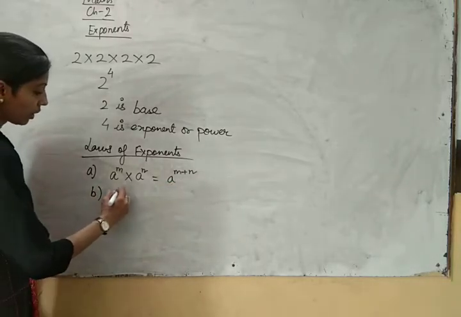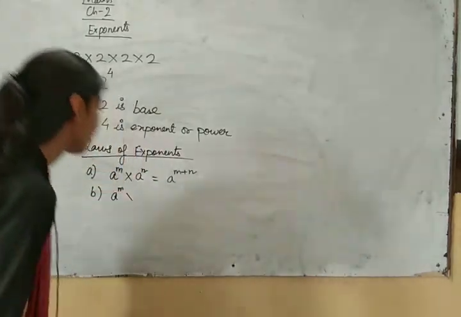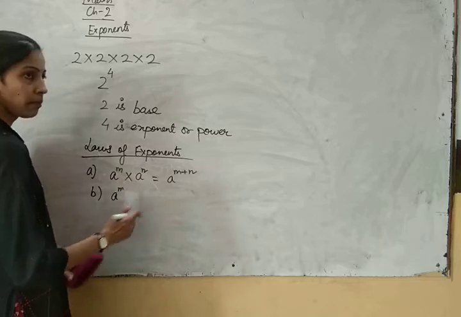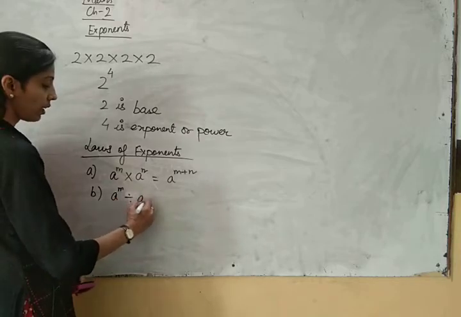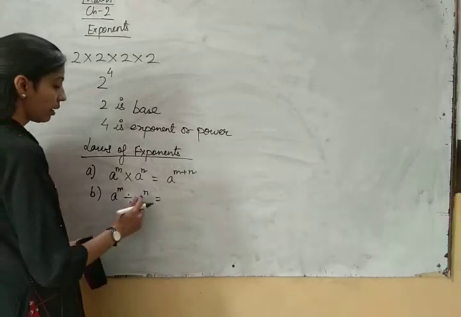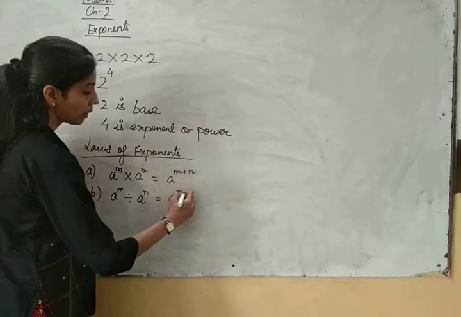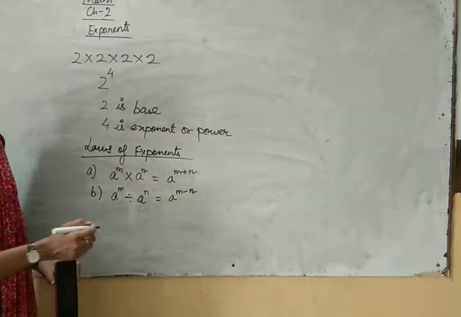Now if a to the power m is divided by a to the power n, then the powers will be subtracted. If the bases are the same then the power will be subtracted in case of division.